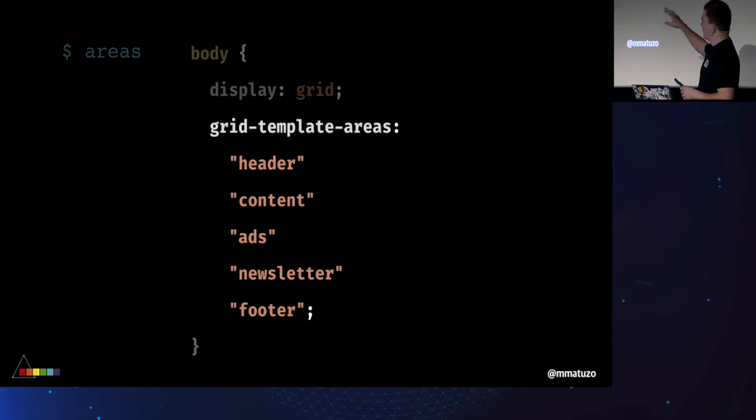So I have now 5 areas, and each area is a row. So I have a header, content, ads, newsletter, and footer, and so on. And now I can place items in those areas.